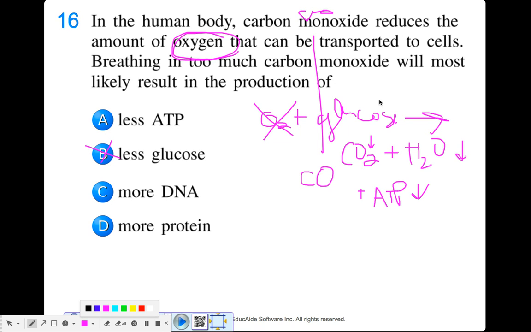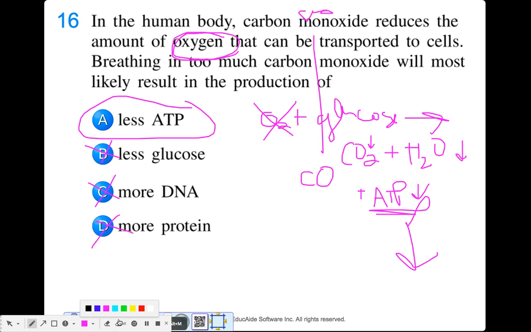Nope, not less glucose, right? That's one of the reactants. We might still have plenty of that. More DNA? Not likely. More protein? Not likely. The answer would be less ATP, because if you reduce the amount of oxygen, that means this reaction will not go through as well or as efficiently, and then ATP will go down. Alrighty.